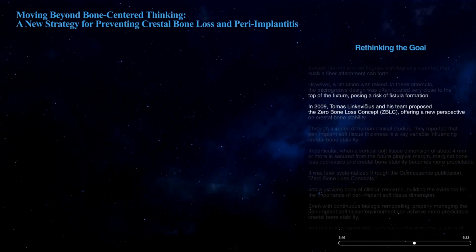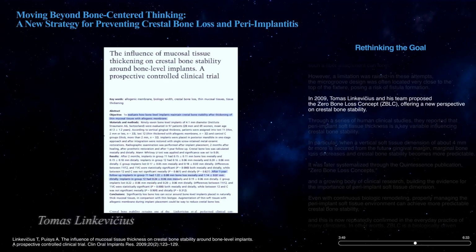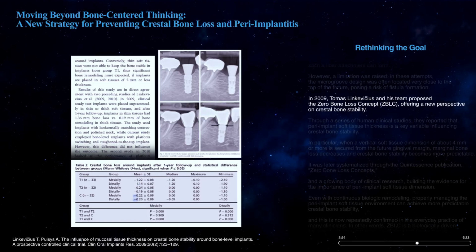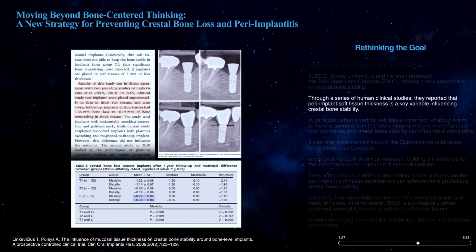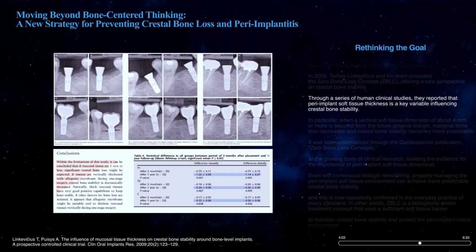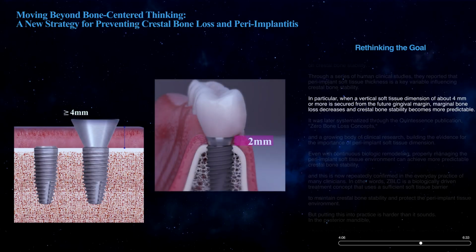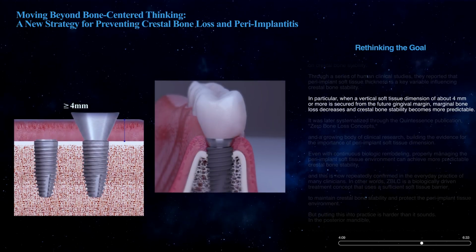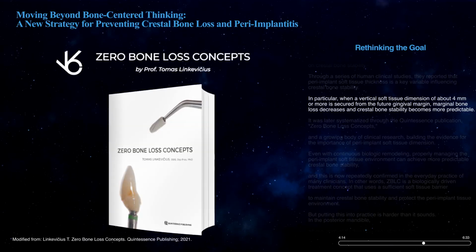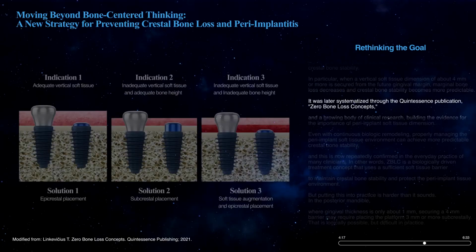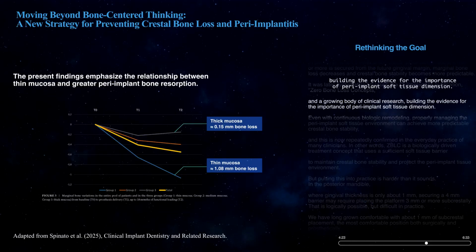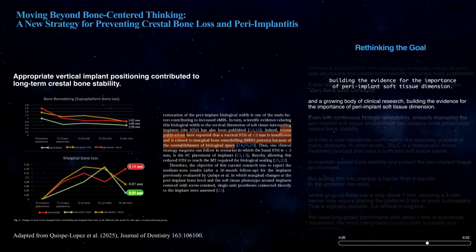of fistula formation. In 2009, Thomas Linkevicius and his team proposed the zero bone loss concept, offering a new perspective on crestal bone stability. Through a series of human clinical studies, they reported that peri-implant soft tissue thickness is a key variable influencing crestal bone stability. In particular, when a vertical soft tissue dimension of about 4 millimeters or more is secured from the future gingival margin, marginal bone loss decreases and crestal bone stability becomes more predictable. It was later systematized through the Quintessence publication, Zero Bone Loss Concepts, and a growing body of clinical research, building the evidence for the importance of peri-implant soft tissue dimension.